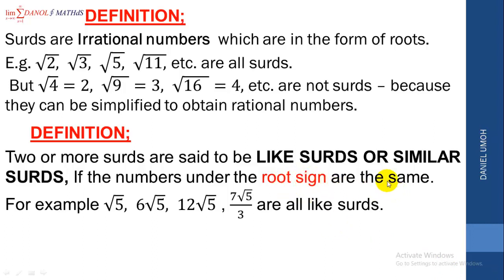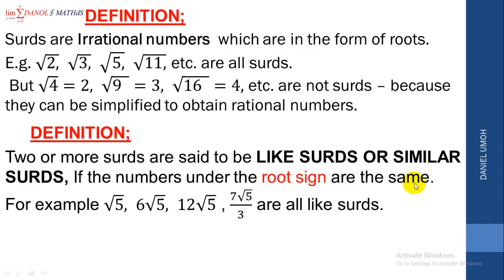For instance, square root of 5, 6 root 5, 12 root 5, and 7 root 5 over 3 are all like surds. Why are they like surds? Because under the square root sign here there is 5, here there is 5, here there is 5, and here there is 5. So two or more surds are said to be like surds or similar surds if the numbers under the square root sign are equal.